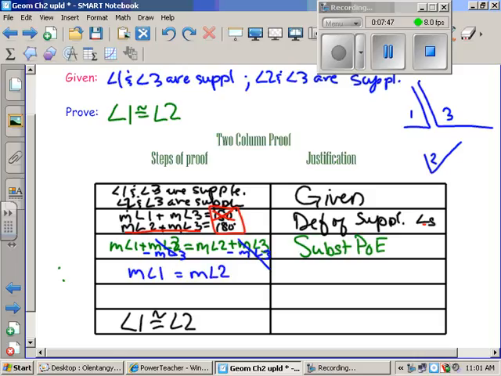I'm so close. And why can I do that? Subtraction, po or pop? Po. Subtraction, po. Okay?